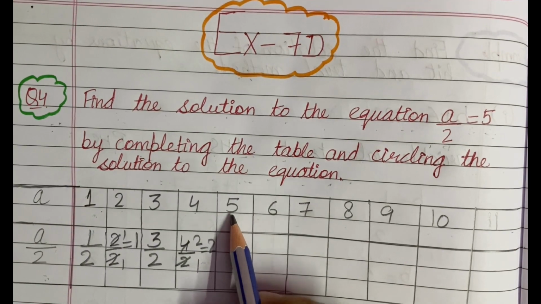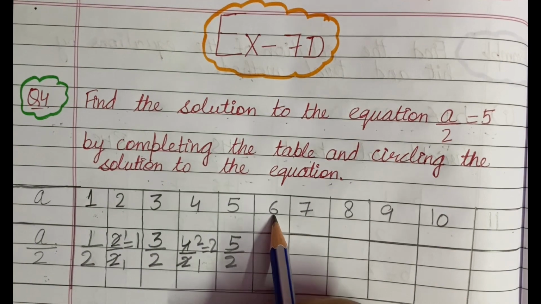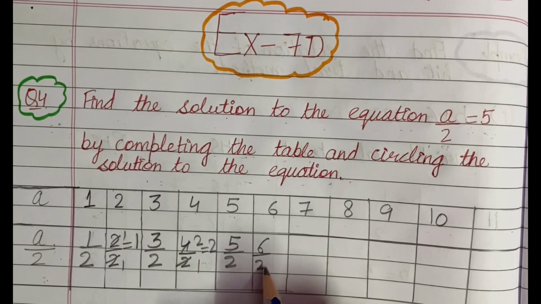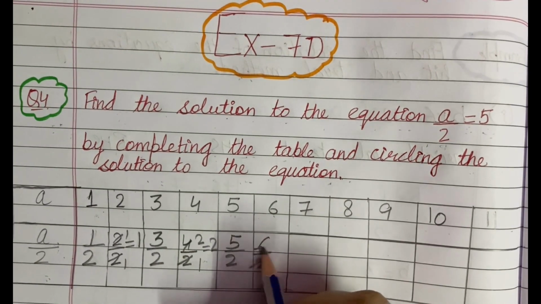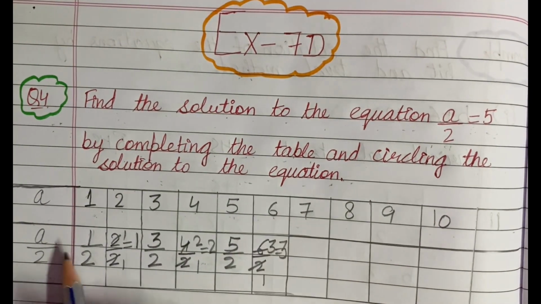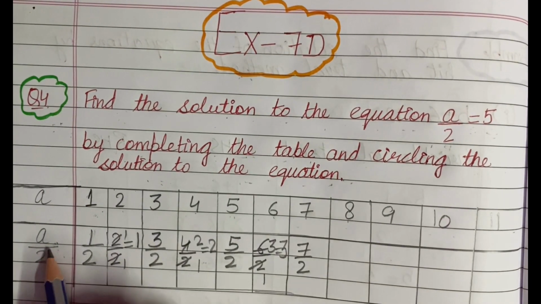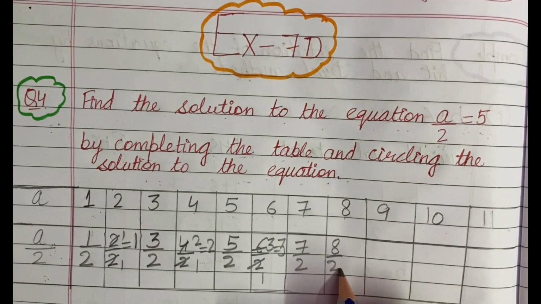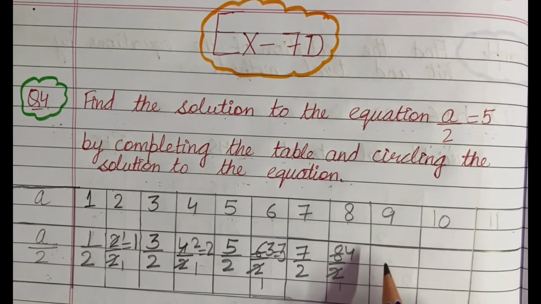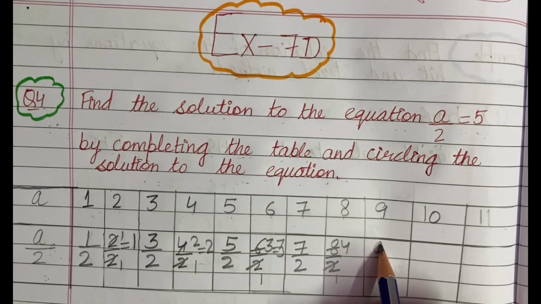Now if you put 5 in place of this a, then you will be having 5 by 2. If you put 6 in place of this a, then you will be having 6 by 2, and on dividing you will be having 2 ones are 2 and 2 threes are 6, that is 3. On putting 7 in place of this a, you will be having 7 by 2. On putting 8 in place of this a, you will be having 8 upon 2, and we can cut them. 2 ones are 2, 2 fours are 8. On putting 9 in place of this a, you will be having 9 by 2.